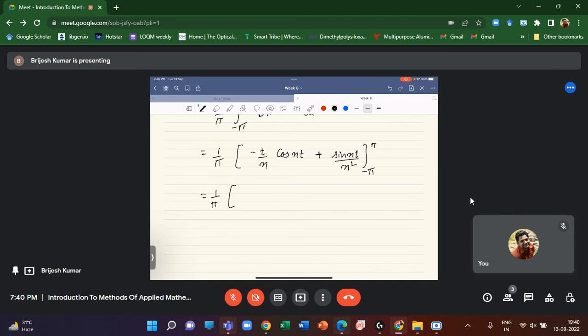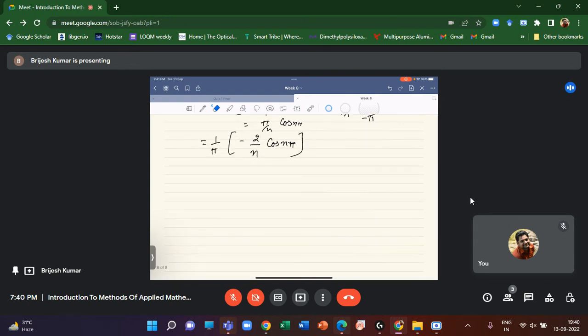So pi by n. We can take this n outside. We can write just two times that, because it is an even function. 2 by n, cos n pi, it will come like that. The second term is always zero, since there is n and t, always zero.